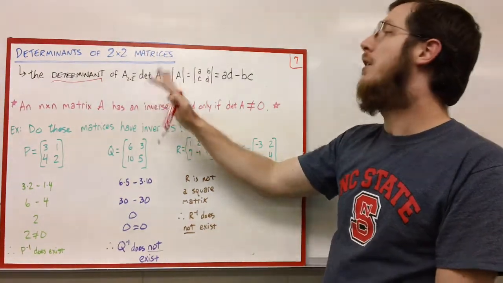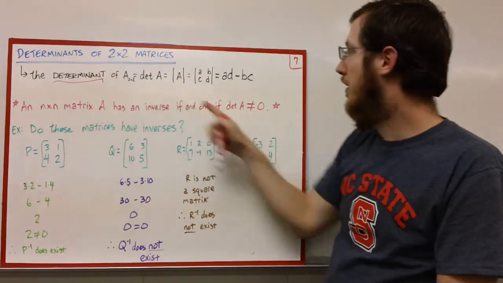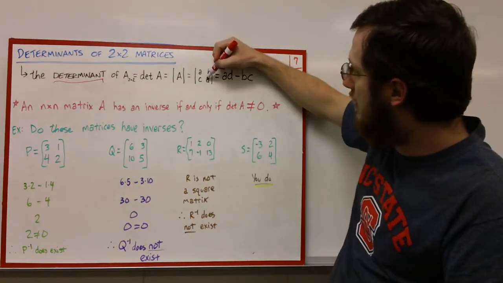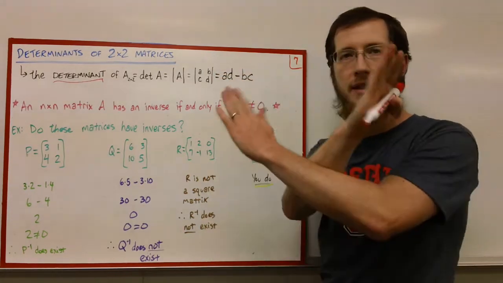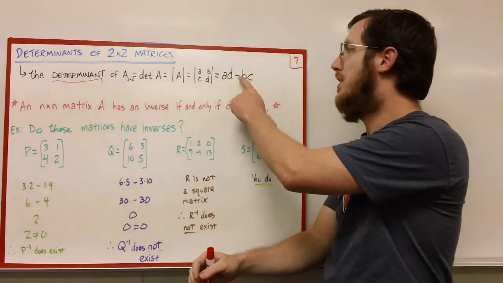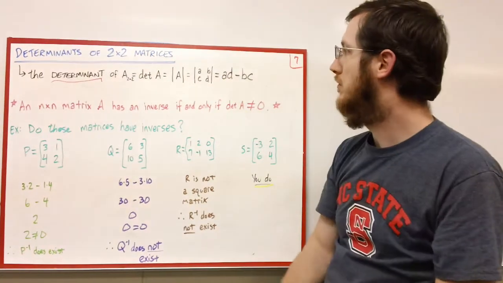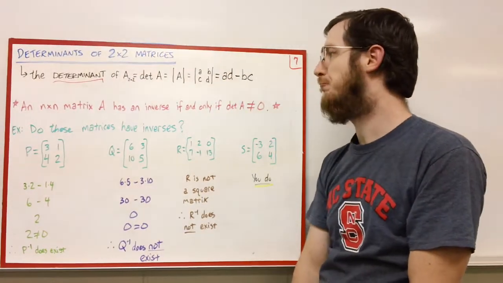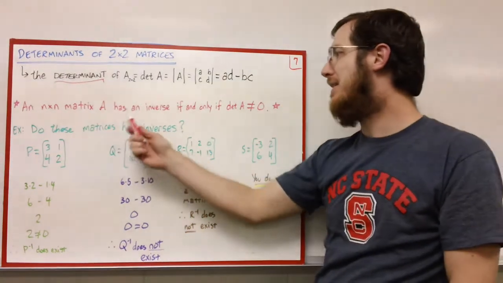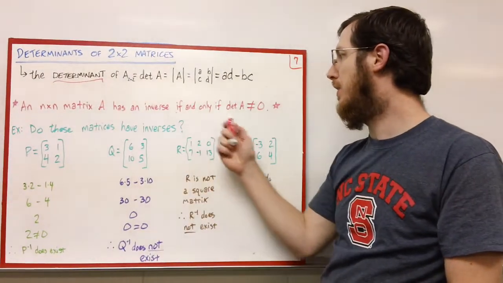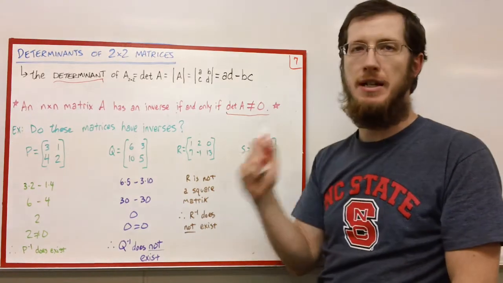Okay, and then finally, to find the determinant, we take a times d, and then we subtract b times c. So we're multiplying the diagonals, and we subtract the products of those two. Okay? An n by n matrix A has an inverse if and only if the determinant does not equal 0.